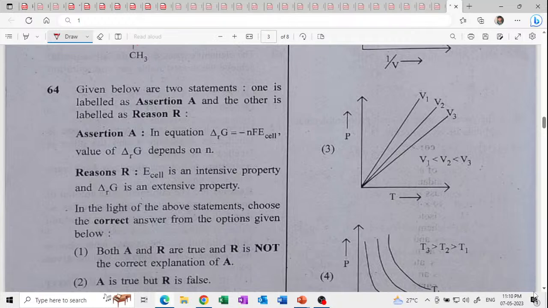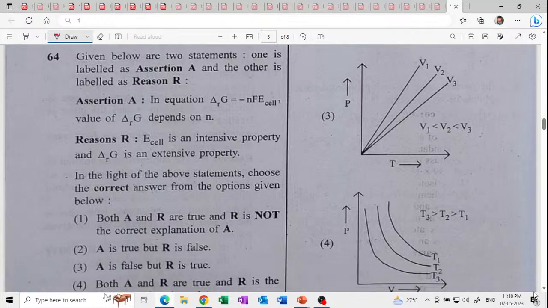Next question. Given below are two statements. One is labeled as an assertion and second is labeled as a reason R. In the equation delta G is equal to minus nFE cell, the value of delta G depends on n. Is this correct or incorrect? Delta G is equal to minus nFE cell. Yes, assertion is correct. Delta G depends on n. n is the number of electrons transferred in the reaction.